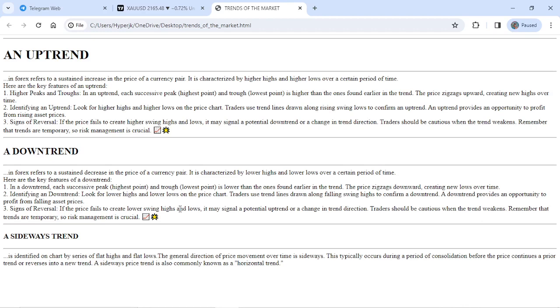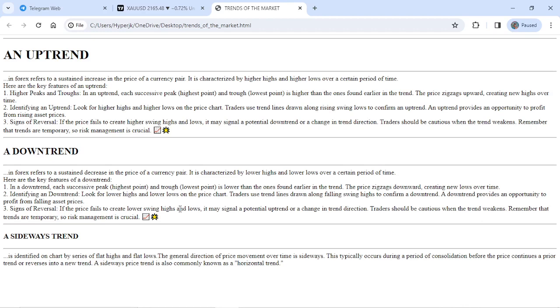The highs are the resistance where price gets to before continuing to fall. So a downtrend provides an opportunity for you to profit from a falling market asset price. Okay, if the market is in a downtrend and you want to short it, you are going to profit from the price action when the price is going down. You make your profit when the price is going down. So what are the signs of the reversal of a downtrend? If price stops creating lower swing highs and lows, eventually it is a sign of a potential uptrend or a change in trend direction.